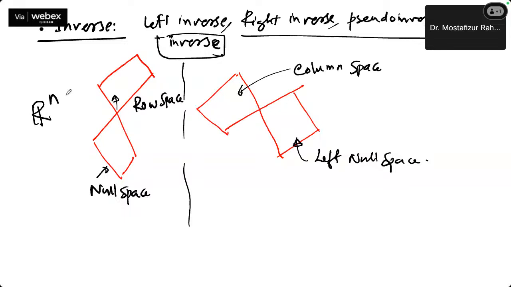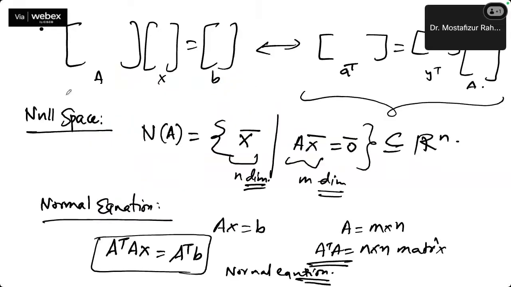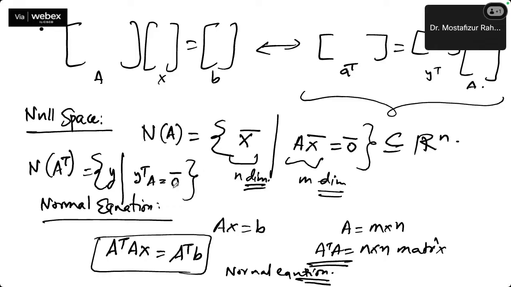Okay, I'll come. The fourth one is the left. So basically, I defined the null space of A as the set of X for which AX equals 0. Similarly, the null space of A transpose is the set of Y such that Y transpose A equals 0. And whether I say Y or B, they are the same thing.